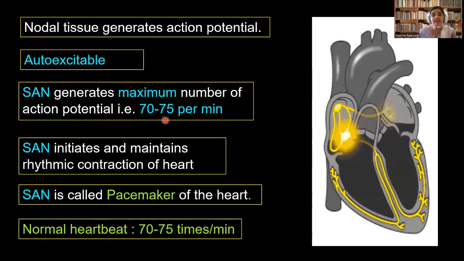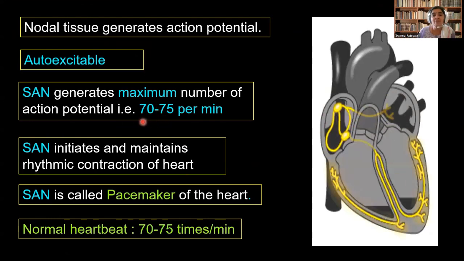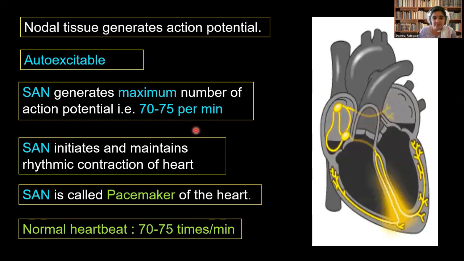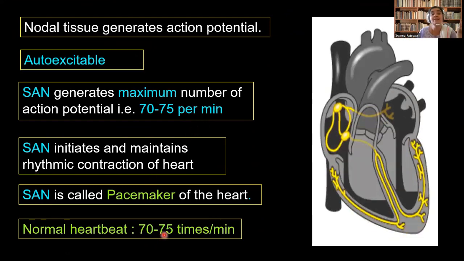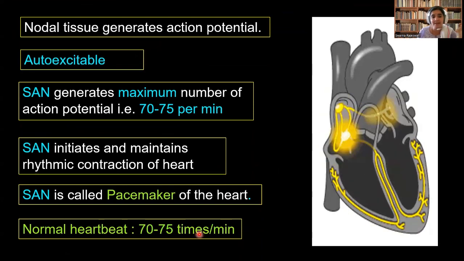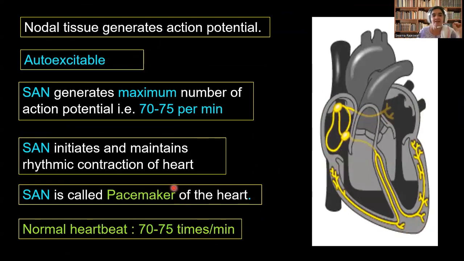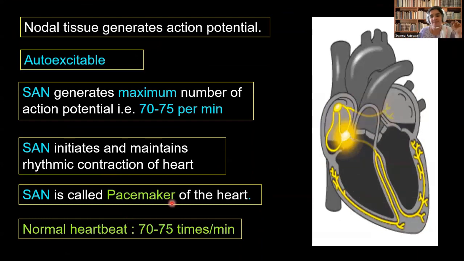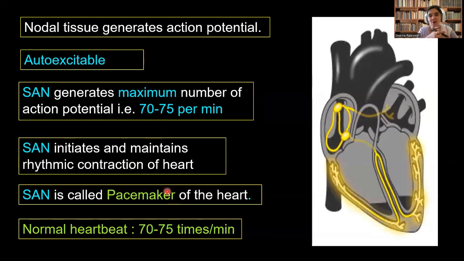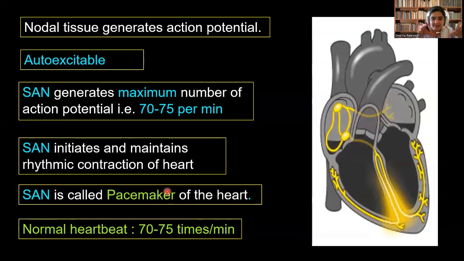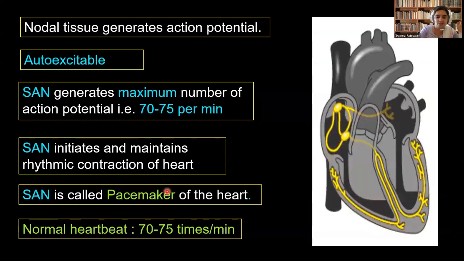SAN generates the action potential at about 70 to 75 beats per minute. So if we see, the normal heartbeat is about 70 to 75 beats per minute. So SAN maintains the rhythmic contraction of the heart. SAN is called the pacemaker of the heart. It means the brain is not telling the heart to contract and relax. It is SAN which generates the start of the contraction of the heart.